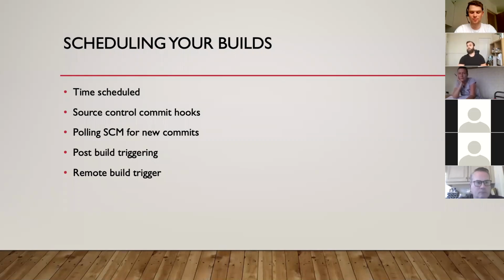There's post-build triggering, which is basically, as I was talking about before, how you may link builds together. You may run the application's build process and deploy the application, and then put that application onto the server, and then you want to execute your tests. So they may all be separate pipelines, and you would make one dependent on the other, in basically a build dependency chain.